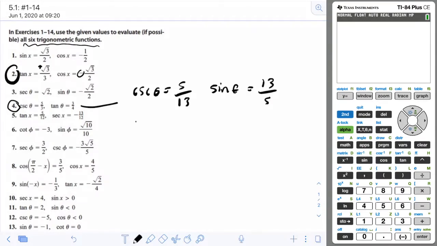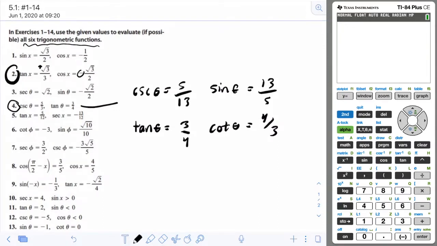If we know that the tan of theta is equal to 3 over 4, that means the cotan of theta is equal to 4 over 3. So the only one that we can't necessarily get just by looking at these is cosine.